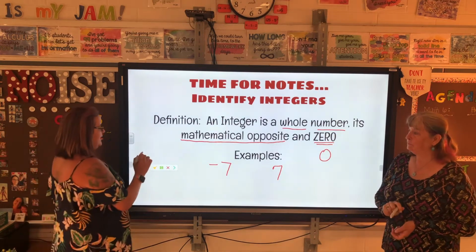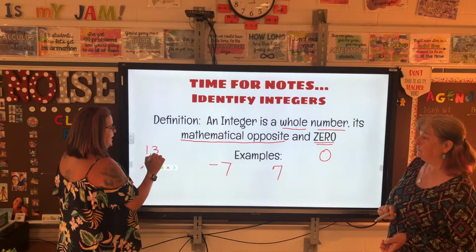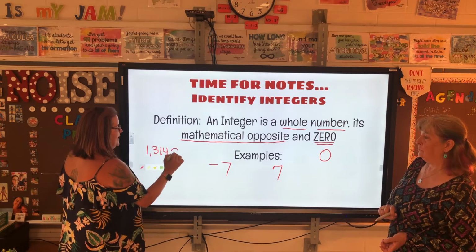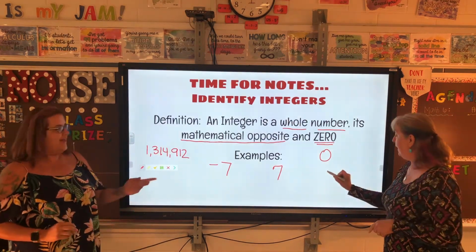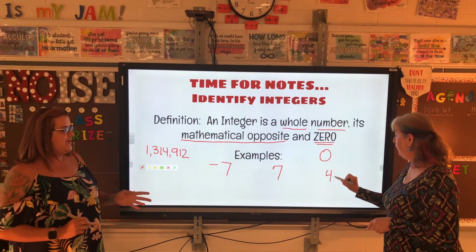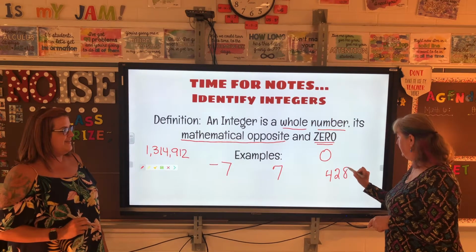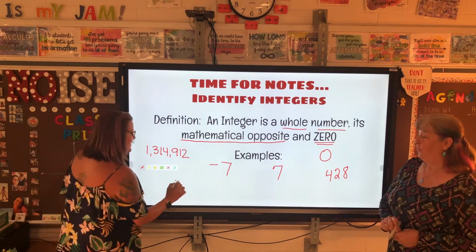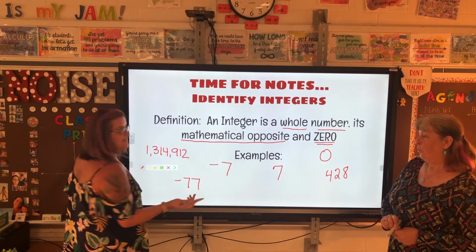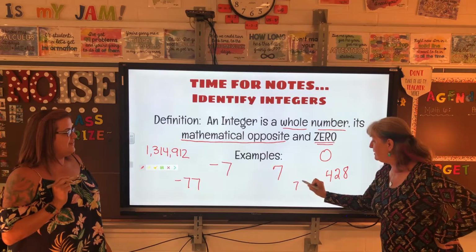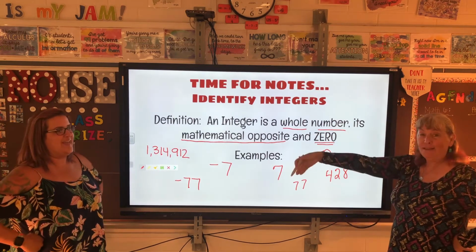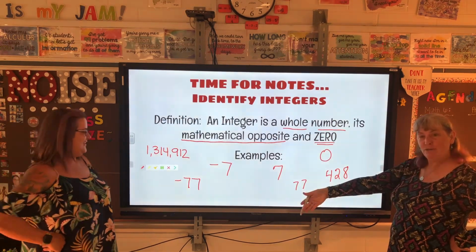What about like 1,314,912? Is that an integer? Actually, it is. Just like 428 is an integer. Or like -77 is an integer, because its opposite would be 77. All of these are integers.